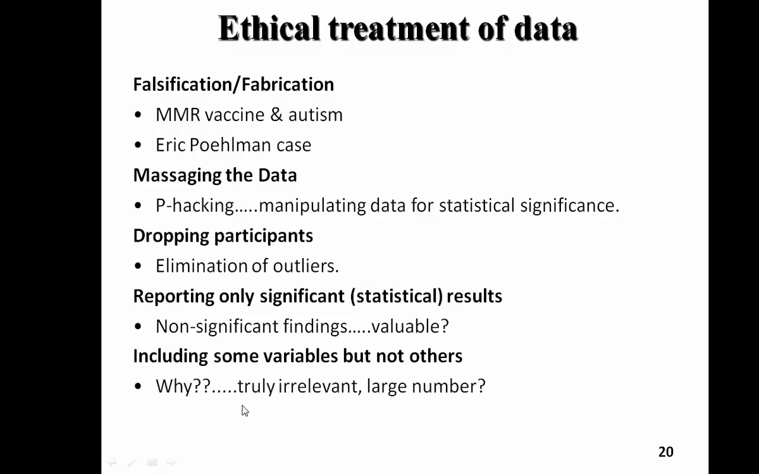Including some variables but not others must be explained as well. Why were some variables included? Why were some others not included? Are some variables truly irrelevant? Is there a large number of variables that were sampled in the study, which might be perfectly appropriate? But once again, when we go to the responsibility of conducting ethical research, which includes the ethical treatment of data, it begins with the internal responsibility of the researchers. So this ends our third and final part of our Unit 3 lecture.